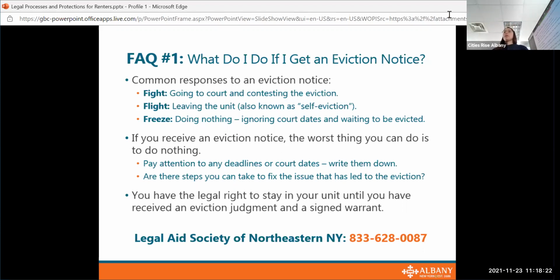So for example, if you are being evicted for a lease violation, maybe that's something that you can fix to resolve the situation. If you're being evicted for non-payment, you could maybe talk to your landlord about setting up a payment plan or look into rental assistance options. And again, if you are facing eviction, you should contact the Legal Aid Society of Northeastern New York if you would be interested in speaking to an attorney about your case.